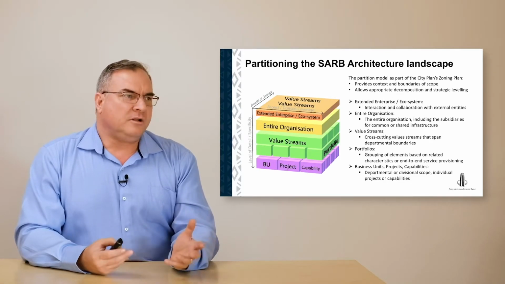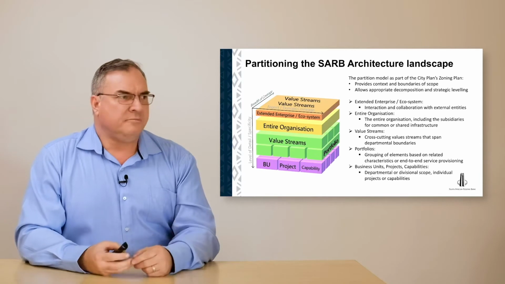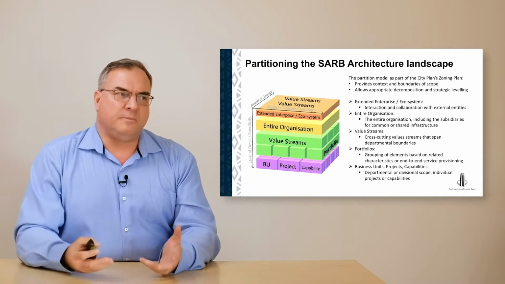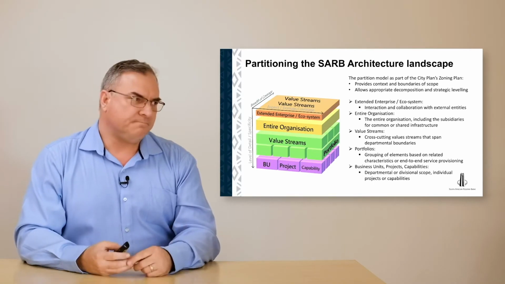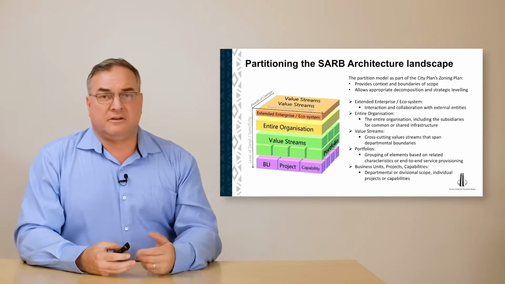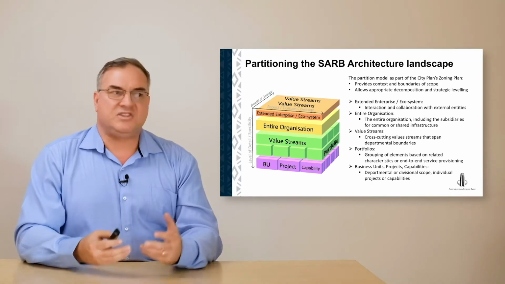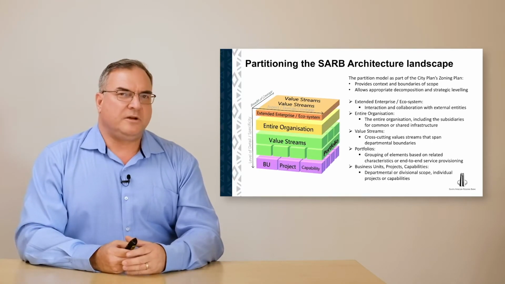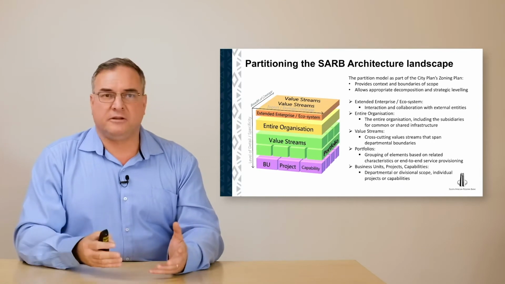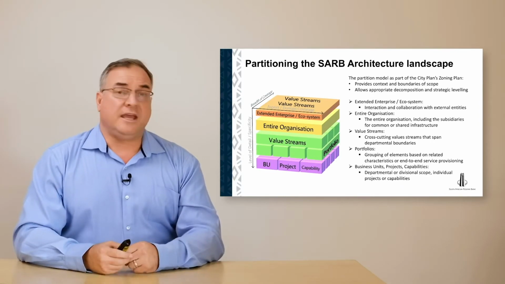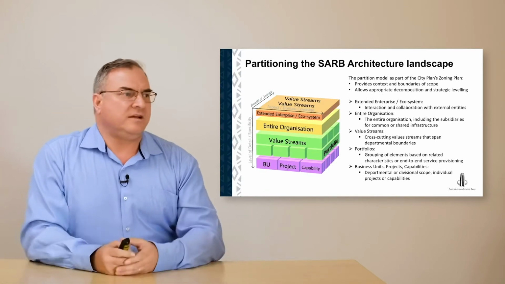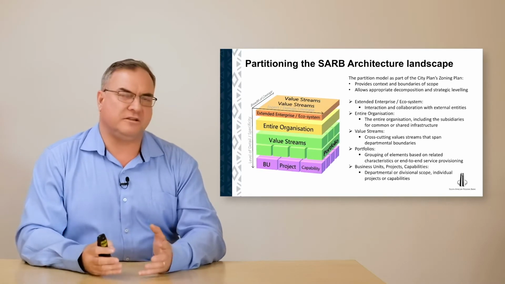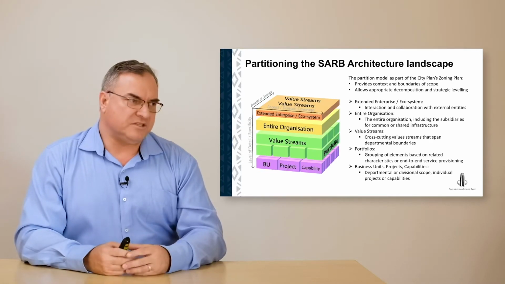And the partitioning model that is part of our zoning plan provides context and boundaries for the scope of initiatives, and it allows the appropriate decomposition and strategic leveling of initiatives. So in our zoning model, at the top level, we've introduced an extra layer for the extended enterprise and the ecosystem that I referred to just now, really to ensure that we have a perspective on the interaction and collaboration required with external entities. The entire organization, the enterprise, including the subsidiaries, really focused on common and shared infrastructure, those cross-cutting elements of the business.